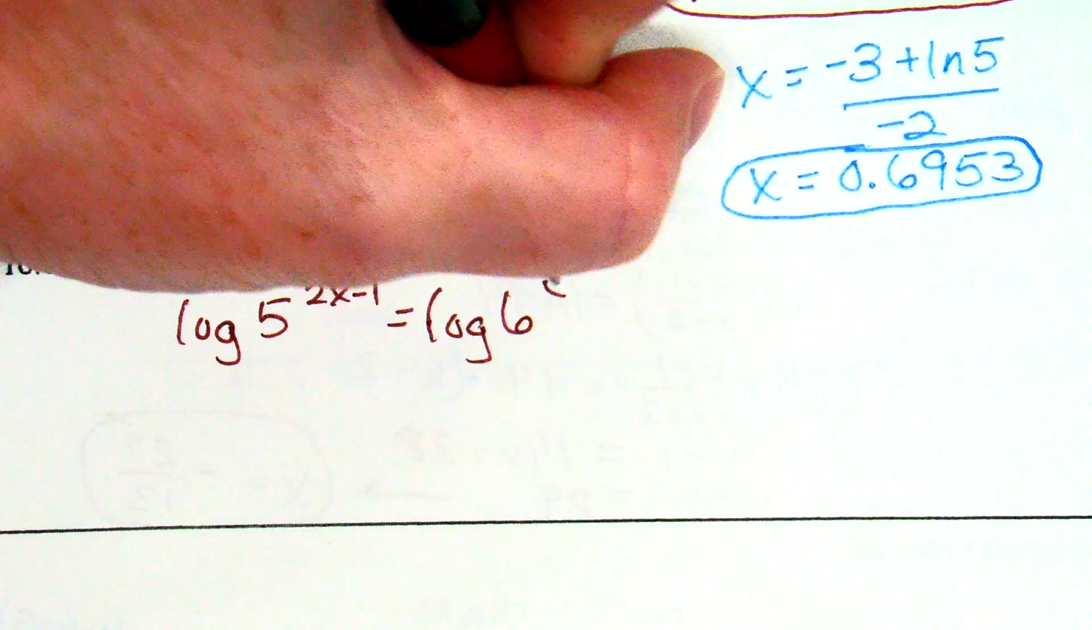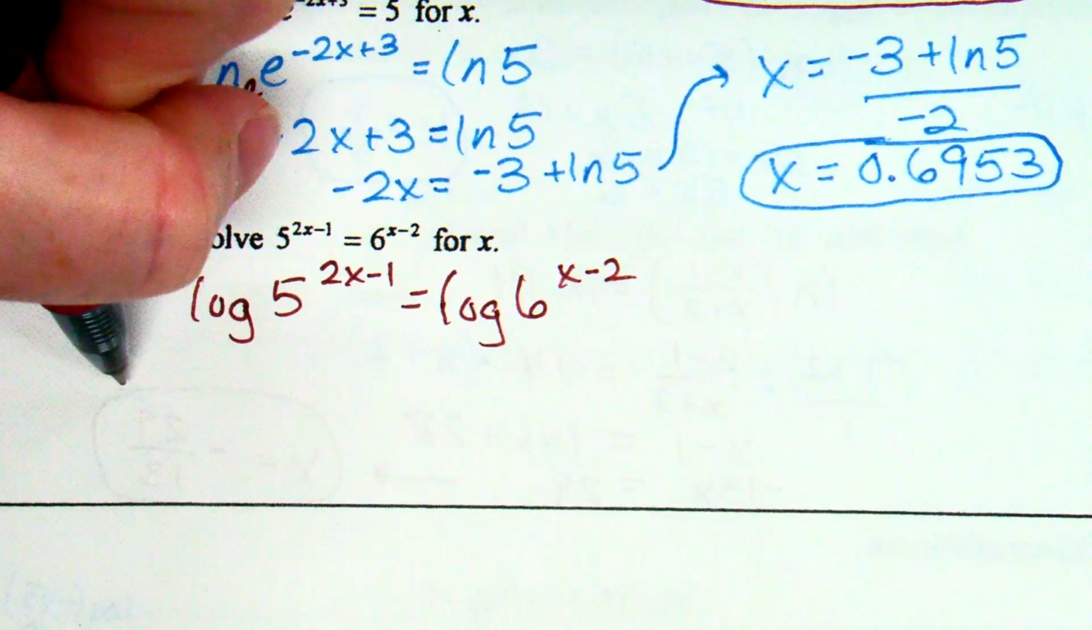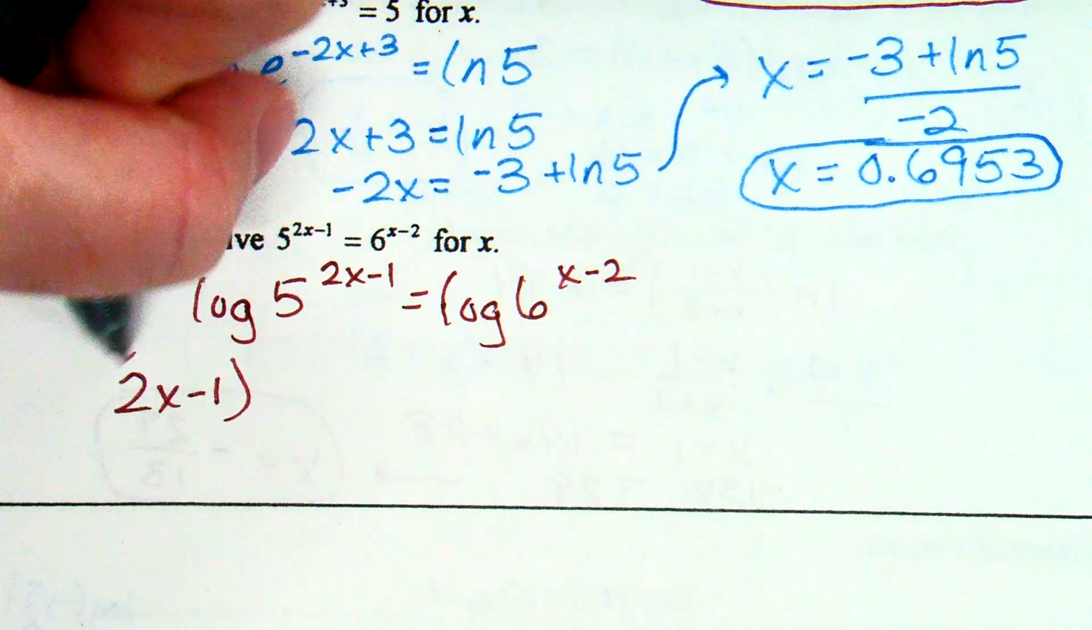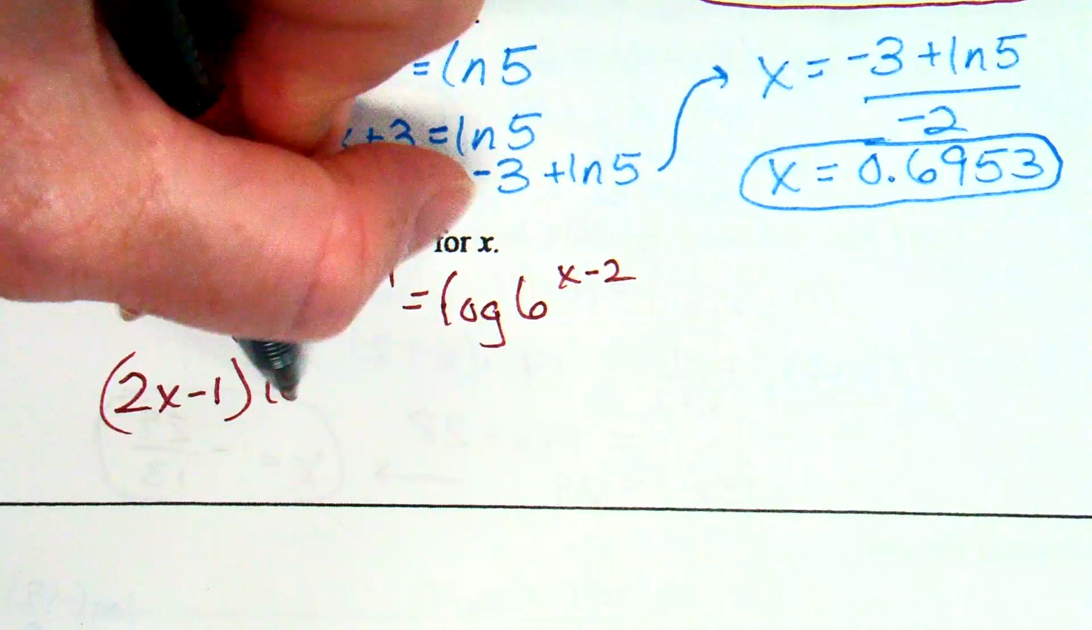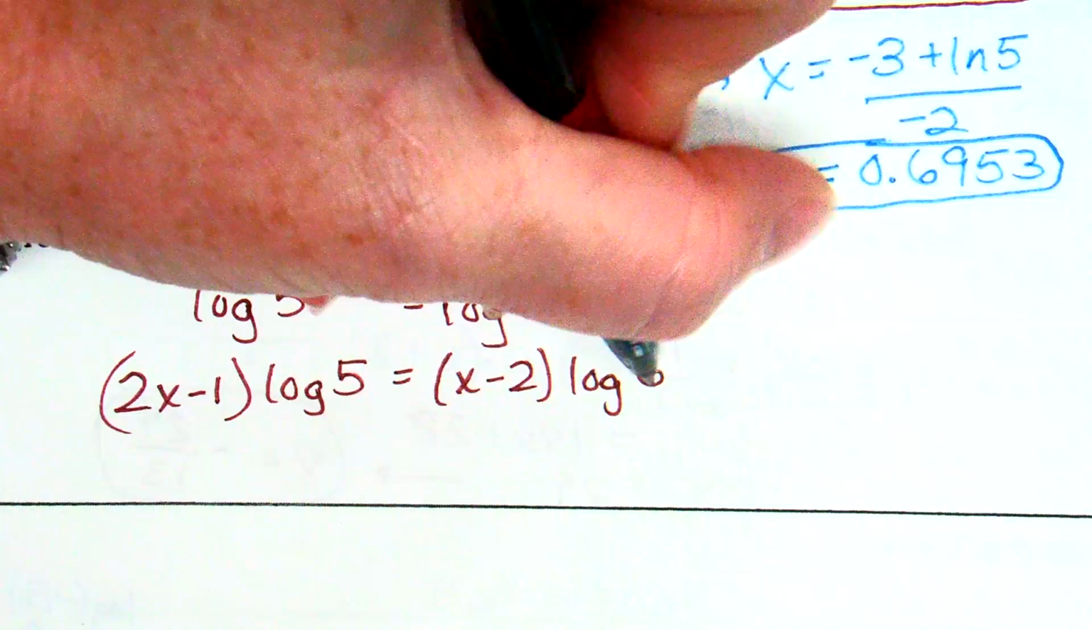Next step. Powers at the front. Pull the powers out front. Since these powers are two pieces, I'm putting them in parentheses. So 2x minus 1 times log of 5, and x minus 2 times log of 6.